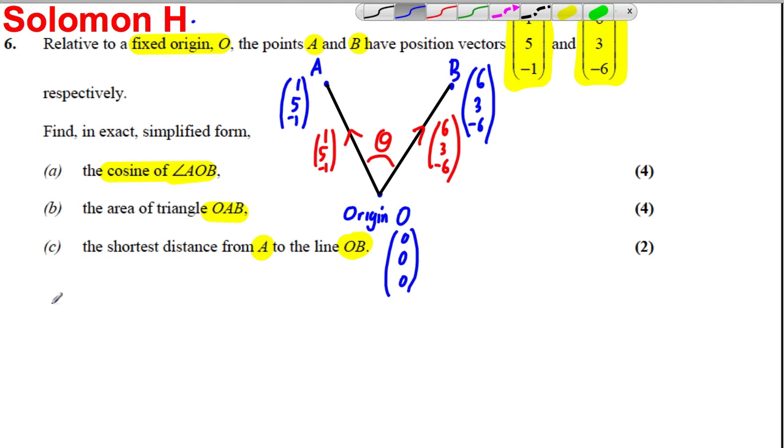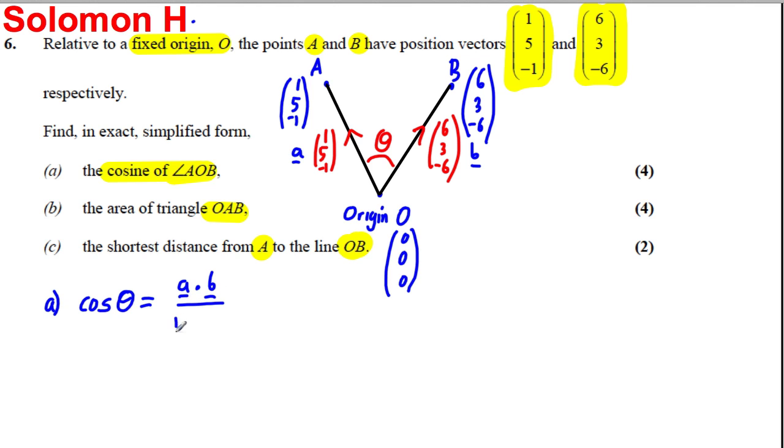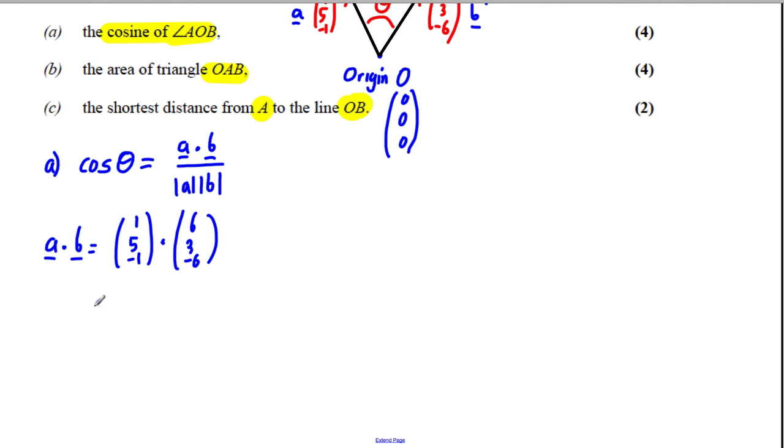So we can simply write down for part A that the cosine of the angle must be equal to A dot B. I'm going to call that A, and I'm going to call that B. It's going to be A dot B over the modulus of A multiplied by the modulus of B. Now, A dot B is 1, 5, negative 1, dotted with 6, 3, negative 6. Let's show all our work for the examiner. So this is 1 multiplied by 6 plus 5 multiplied by 3 plus negative 1 multiplied by negative 6, which is 6, plus another 6, which is 12, plus 15, which is clearly 27.